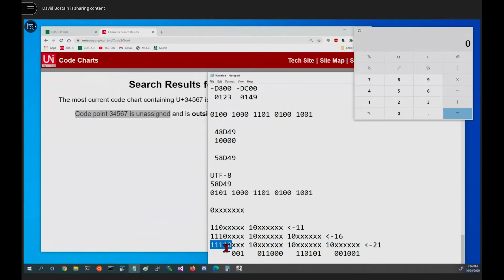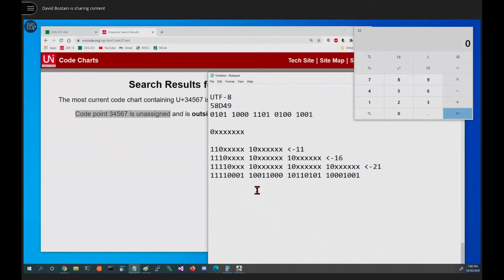And we can literally bring down the leading bits. Since all these are continuation bytes, they all start out the same. Now we can encode each of those bytes. The first one is an F1. The second one is a 98. The next one is a B5. The next one is an 89.